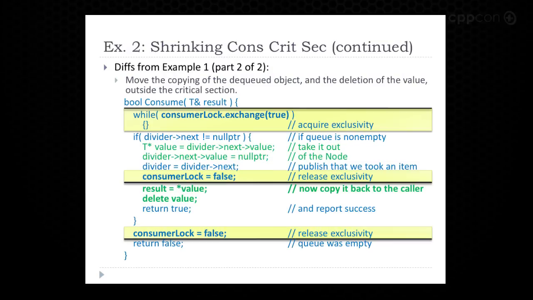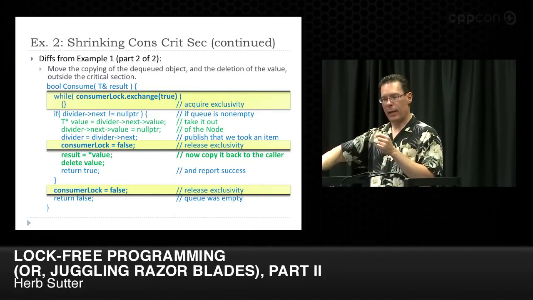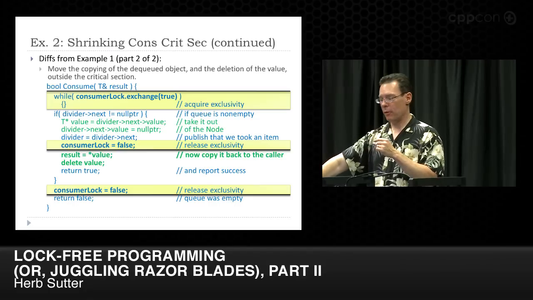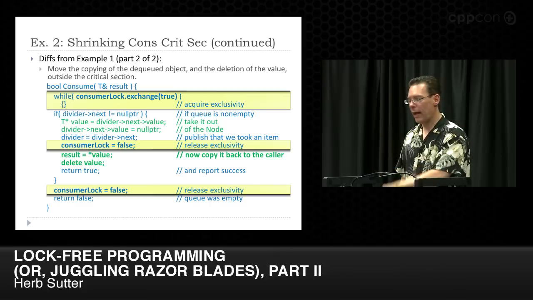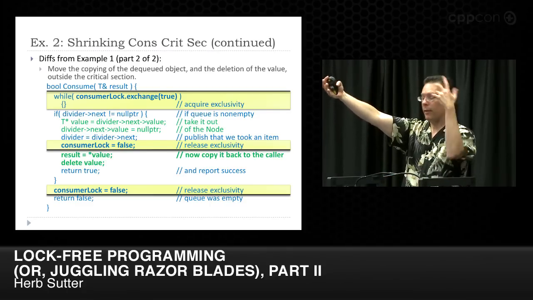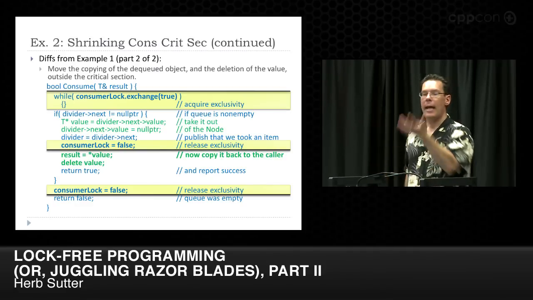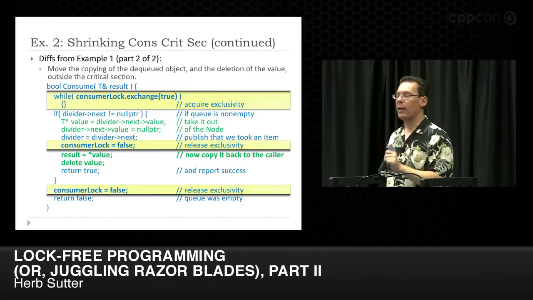I'll still take my compare exchange lock, but now if divider next doesn't equal null like before, I'm going to take a pointer to the value out of the divider, set the pointer actually in the list to null, and immediately fix up divider, immediately release my critical section, and then below that, copy result equals star value and delete value. So I'm doing more work. I'm doing an allocation on entry, and here I'm showing the deallocation and deletion, but it's outside that critical section. That is the only change.